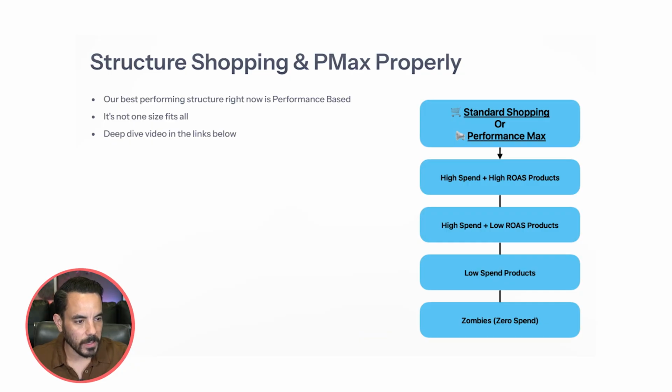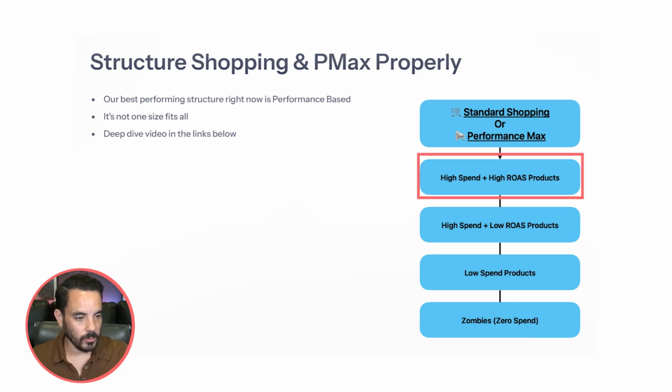But for now, our best performing structure across a lot of client accounts right now is to either focus on standard shopping or performance max as the main volume driver, and then that decision comes down to a few different variables which is dependent on the account. But what we do that's working really well is have what we call a performance-based campaign segmentation. So what does that look like?